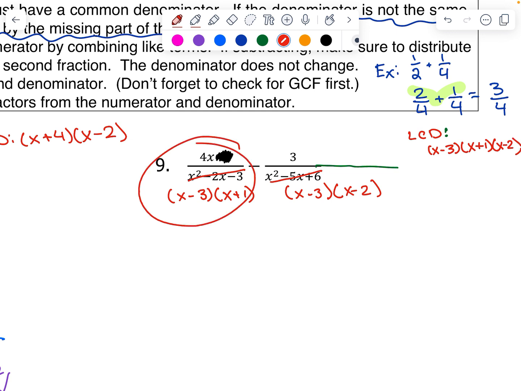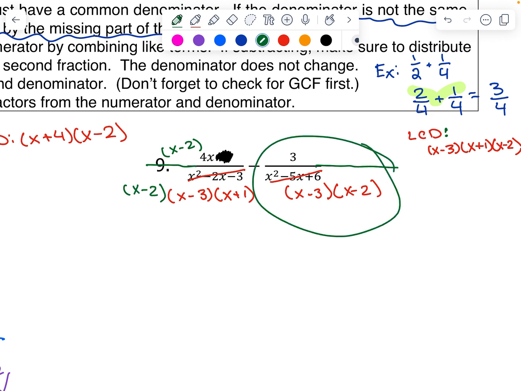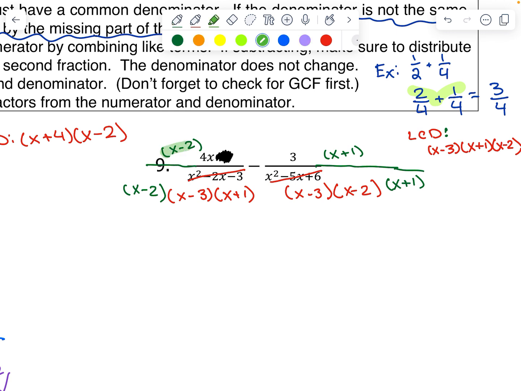So when I look at this first one and I think, what am I missing? This time I'm missing an x minus 2. So I'm going to have to multiply the top and bottom by an x minus 2. Here we go. The second fraction is missing an x plus 1, so I'm going to multiply the top and bottom by an x plus 1. Okay, now we're rolling. Now we're going to follow those same steps here. We are going to do a 4x times an x minus 2 minus 3 times x plus 1.